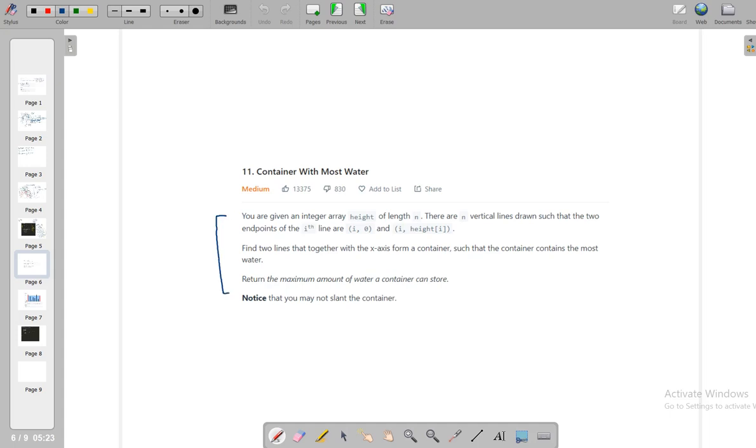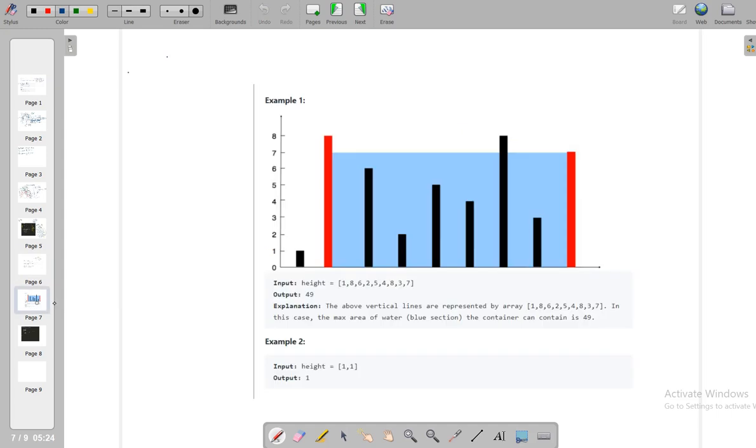It says that you will be given an array, and that array represents heights. Every element represents a height, some vertical heights drawn on the x-axis. What are these heights? The values in that array, and you have to give the area of the maximum water that some heights can trap. All right, let's see the question, like this test case that is given.